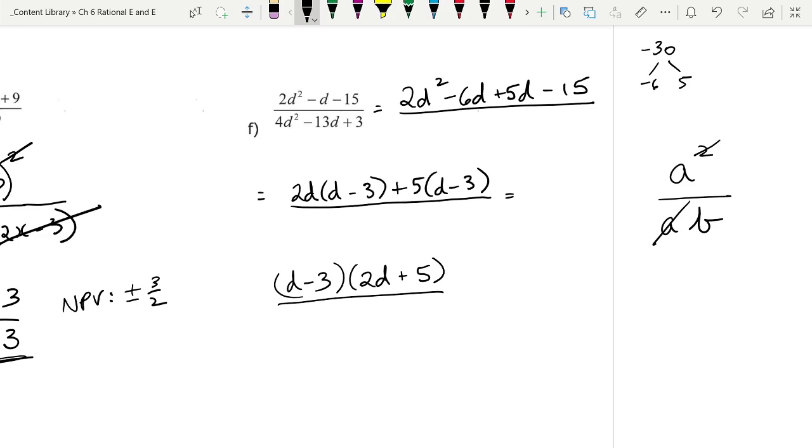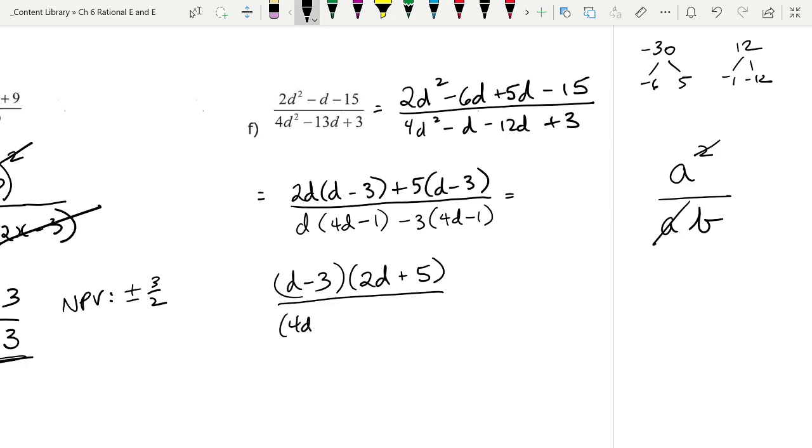Let's work on the denominator now. 4 times 3 is 12. What two numbers multiply to make 12 and add to make negative 13? Negative 1 and negative 12. So this is 4d squared minus 1d minus 12d plus 3. Partially factoring, I can factor a d out of the first two things, giving me 4d minus 1. I can factor a negative 3 out of the next two things, giving me 4d minus 1. And that gives me a factored expression on the denominator of 4d minus 1 times d minus 3. And there's the simplification.